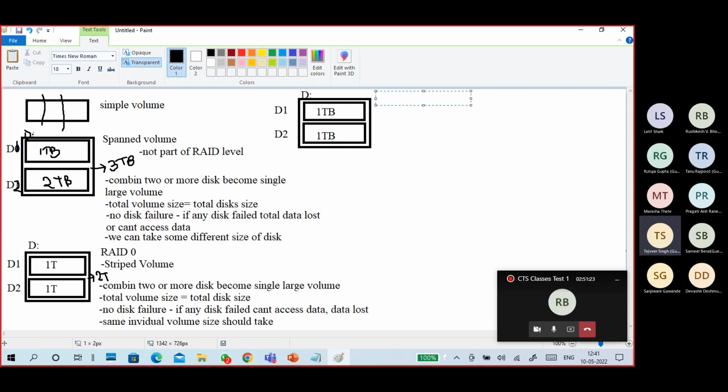What is mirror? It is RAID 1, also called a mirror volume. What is a mirror volume? Two disks we combine, only two disks. We will get a single disk volume only. The total volume we are getting is a single disk volume. It is a single disk failure tolerance.